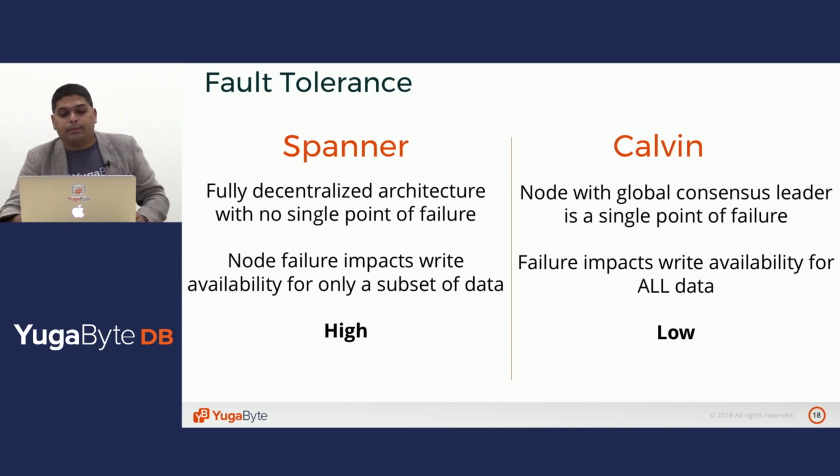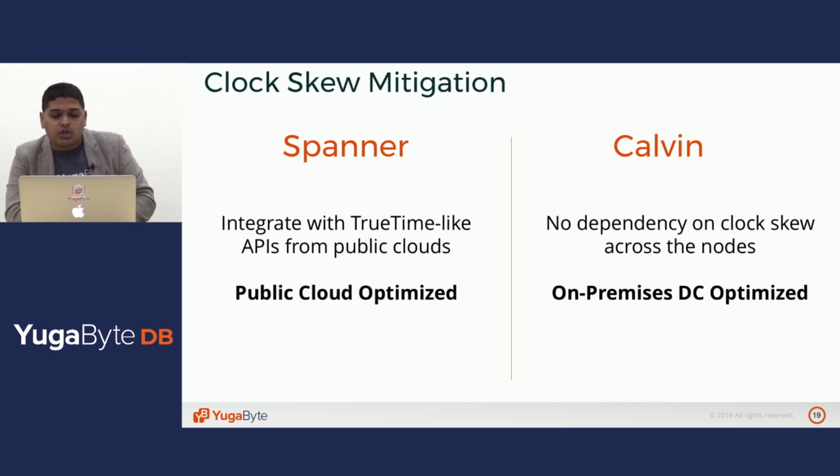Whereas on the Calvin side, the global consensus leader is a single point of failure. It's a performance bottleneck and it is a single point of failure. So when that node specifically dies, there is write unavailability for all data. Now, because of use of Paxos, a different global consensus leader will be chosen, but that doesn't take away the fact that your writes are essentially unavailable across the cluster for the full set of data.